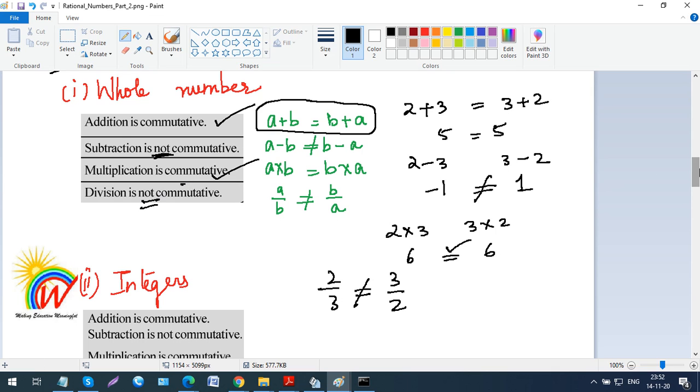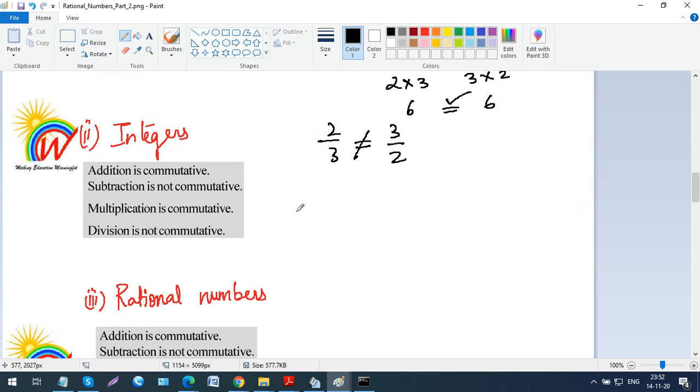Okay, now let's come to the integers. Take any integers, say one number as negative 5 and the other as 2. So minus 5 plus 2 and 2 plus minus 5, is it going to give you the same answer? Yes, because you have taken a as minus 5 and b as 2. So you are checking if a plus b and b plus a are equal or not.